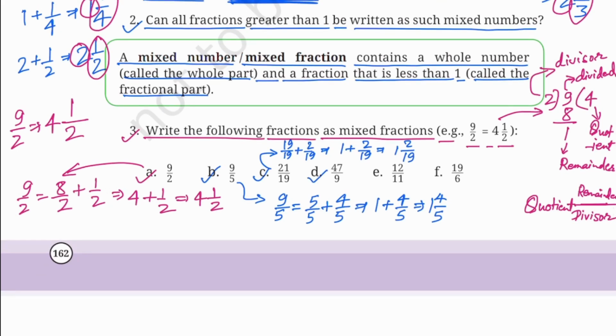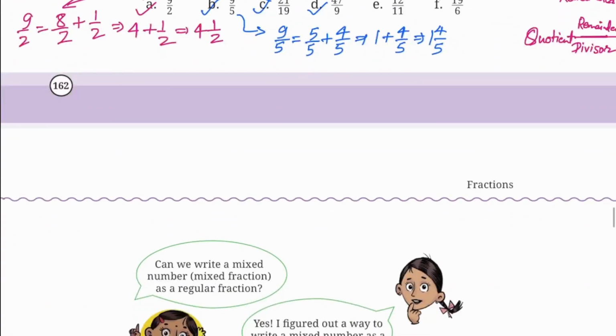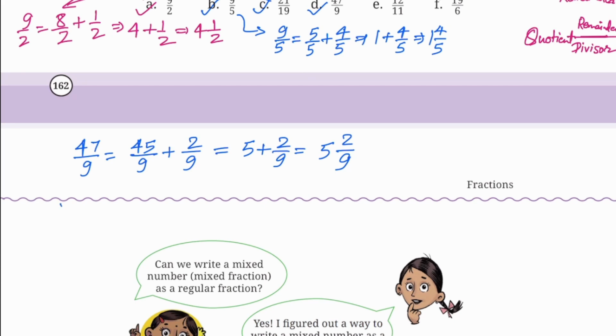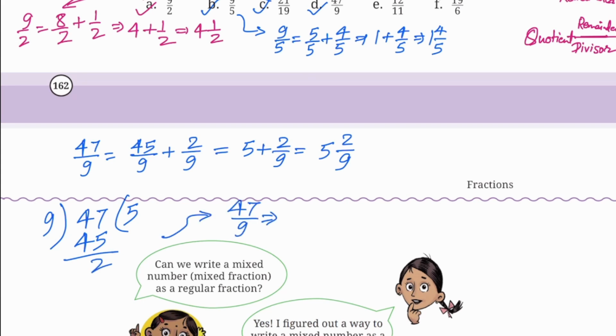Similarly, D. 47 upon 9. 47 upon 9 can be split into 45 upon 9 plus 2 upon 9, 5 plus 2 upon 9 or 5 whole 2 upon 9. Another way of doing that, remainder is 2. So 47 upon 9 can be written as quotient 5, remainder 2 upon divisor, that is 9.